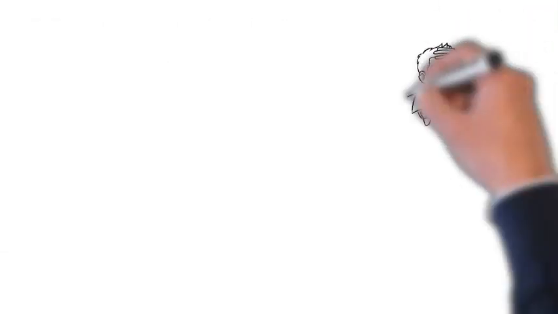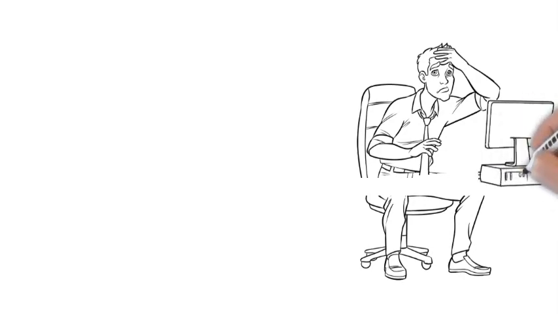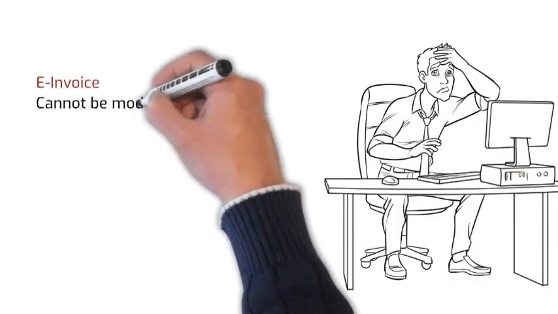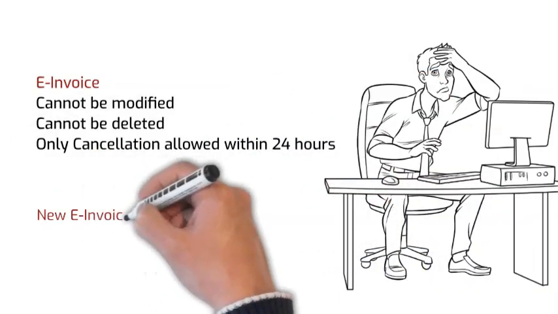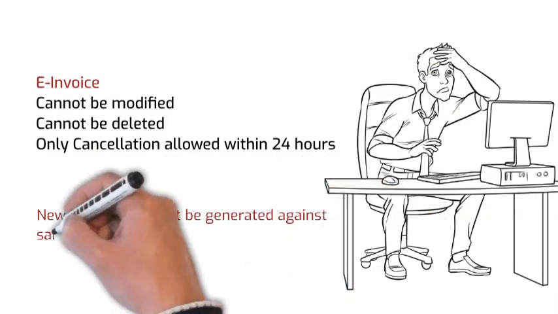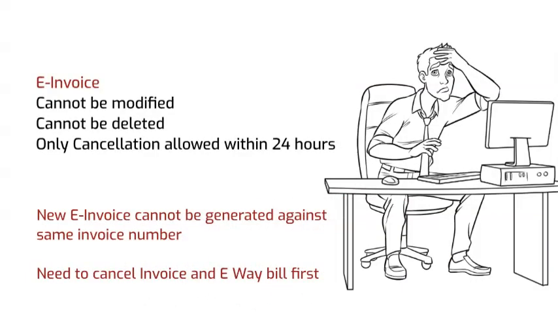Now what if incorrect details are entered on the E-Invoice portal while generating the E-invoice? In such cases, modification or deletion is not allowed. Only cancellation of the E-invoice is permitted, that too within 24 hours of generation. E-invoice cannot be generated again on the same invoice number. In order to cancel the E-invoice, the E-Way Bill and invoice will have to be cancelled first.